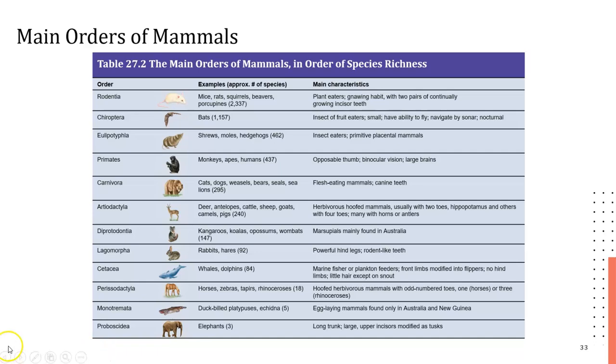So we're not going to go through all of the mammalian orders. Table 27.2 provides a list if you are interested. Not going to go through them, but you all are probably familiar with most of these groups. If you happen to be interested, your textbook's a great reference for these guys.